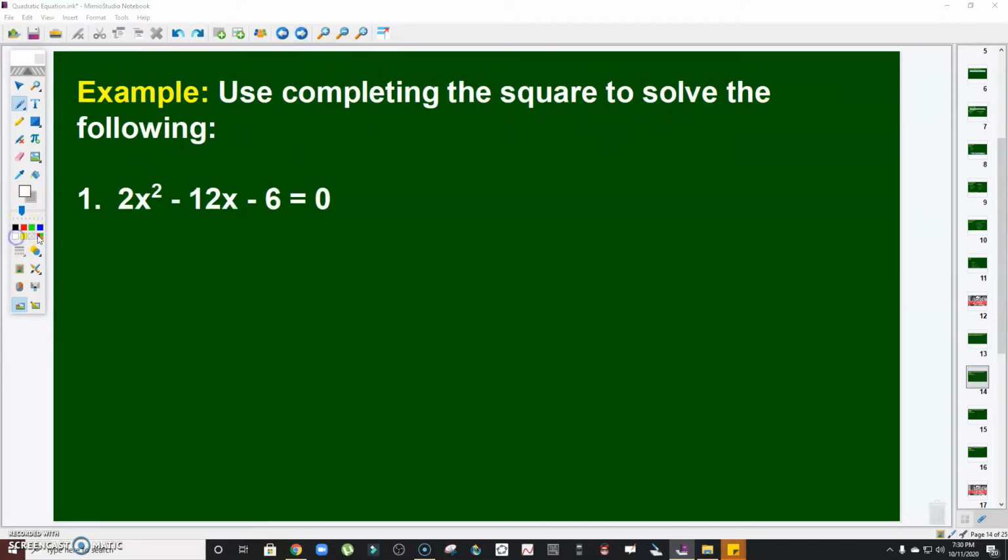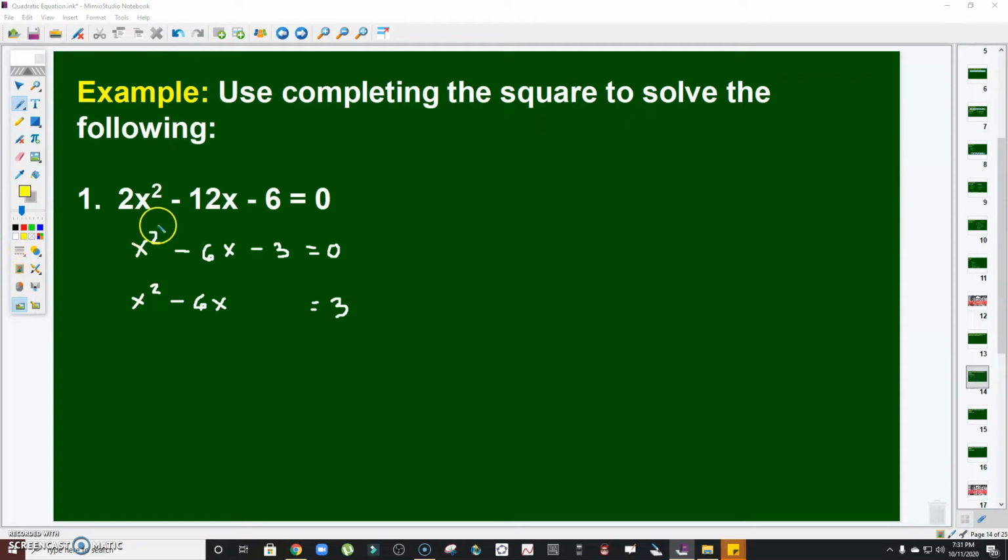Okay, so let's have example number 1. Use completing the square to solve the following. Obviously, I can divide both sides by 2 and simplify it as x squared minus 6x minus 3 equals 0. Now, to complete the square, I'm going to separate the constant. So that is x squared minus 6x. Transfer ko yung constant sa kabila. See that? Now, ang tanong, what number should be added here so that perfect square siya?